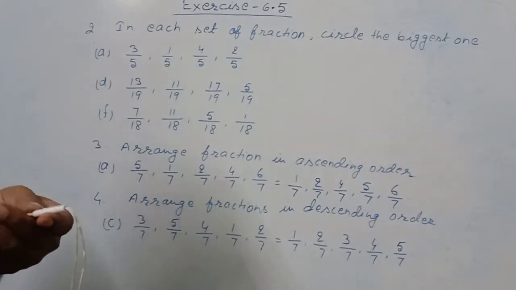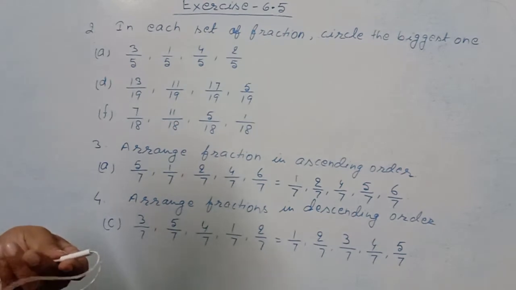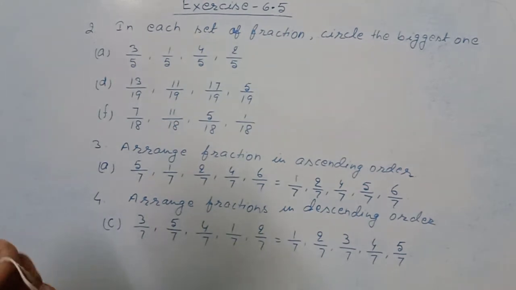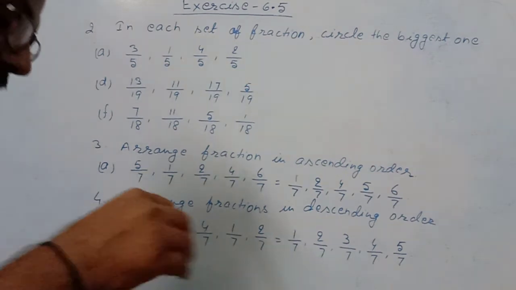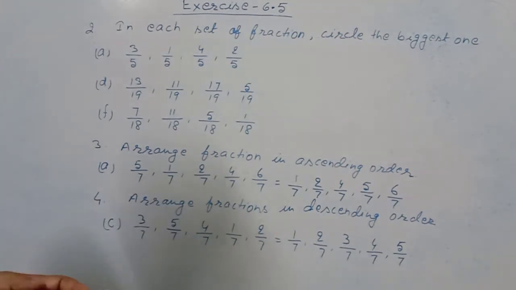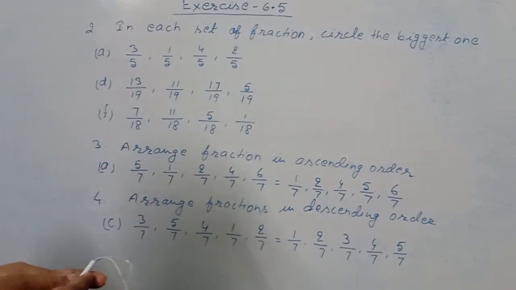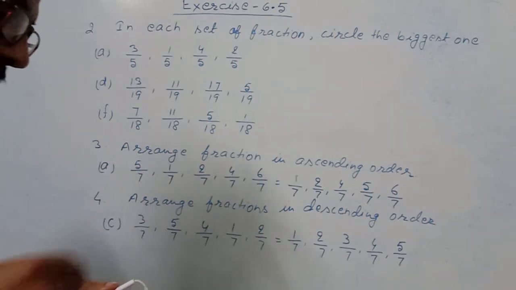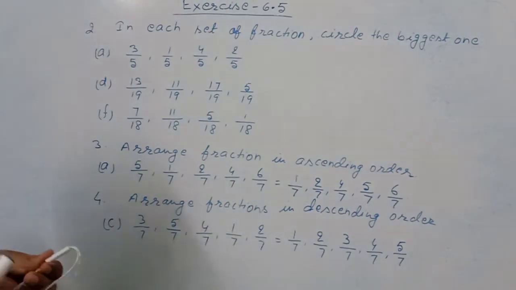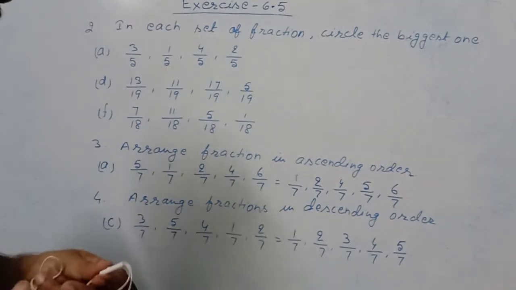In 6.5, question number 2, in each set of the fractions circle the biggest one. Here there are three questions, A, D and F, and in all these questions you are seeing that denominators are same. So we will compare only the numerators. The fraction in which the numerator is the largest, biggest, that is the biggest fraction.